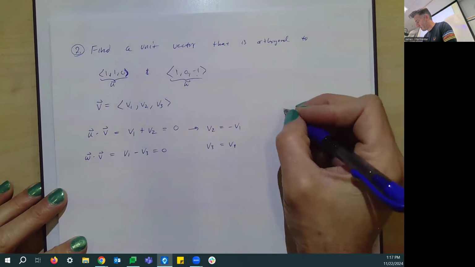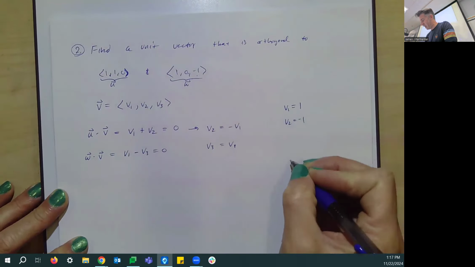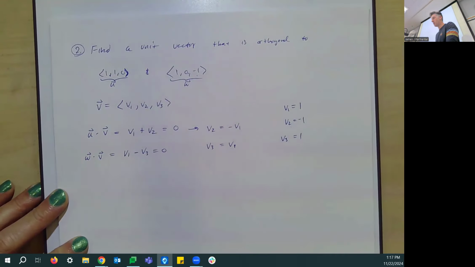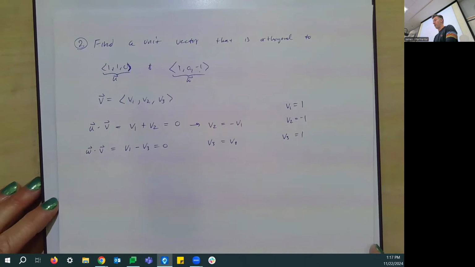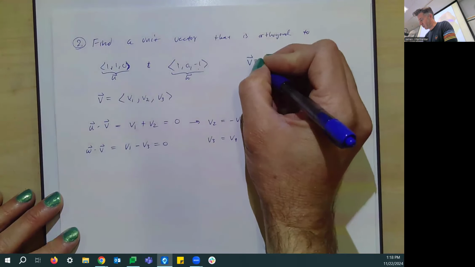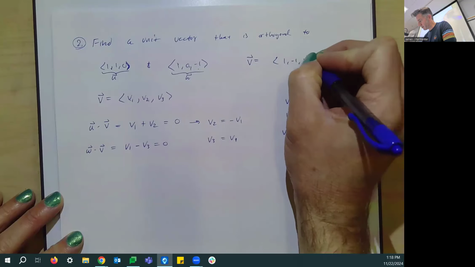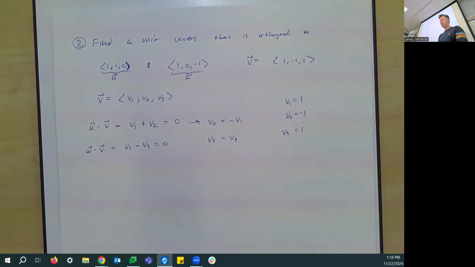So here I would just let V1 equal 1, and then V2 is going to be negative 1, and then V3 is going to be positive 1. So a non-unit vector that is orthogonal to both of these vectors is V equal to the vector 1, negative 1, 1. And you can check that for yourself if you want. If you dot U and V together, you're clearly going to get 0. If you dot W and V together, you're also clearly going to get 0.